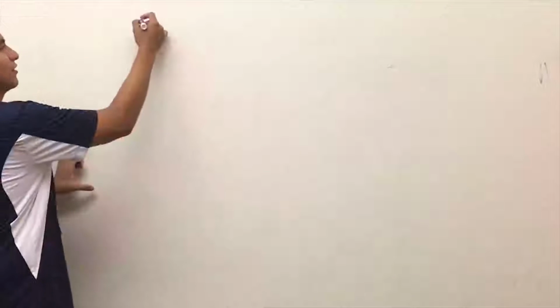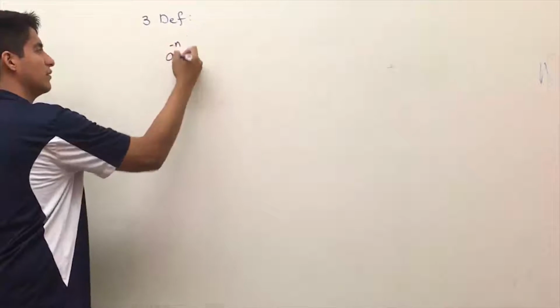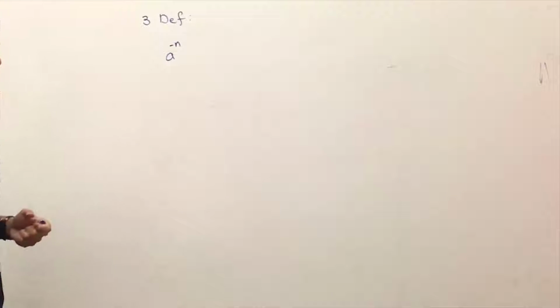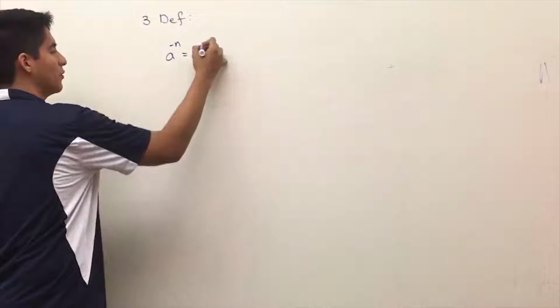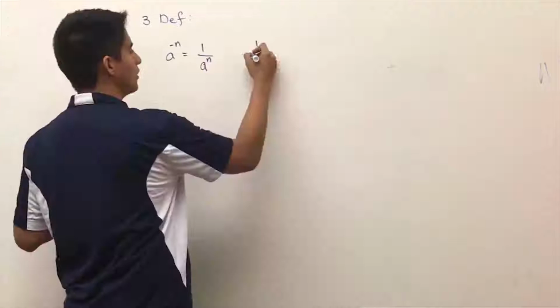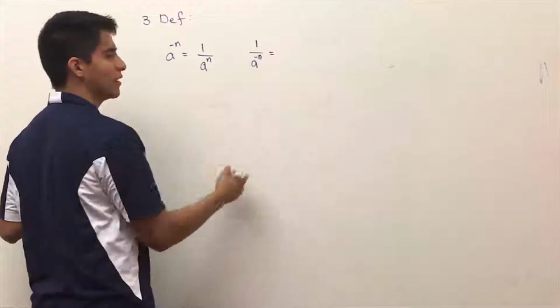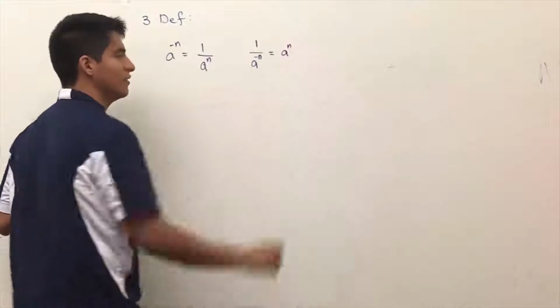Now, the last definition. This definition states any number to a negative exponent power, in this example negative n power, would be equal to 1 over a to the n power. And 1 over a to the minus n, that in turn becomes a to the n power. Now we're moving on to the actual laws.